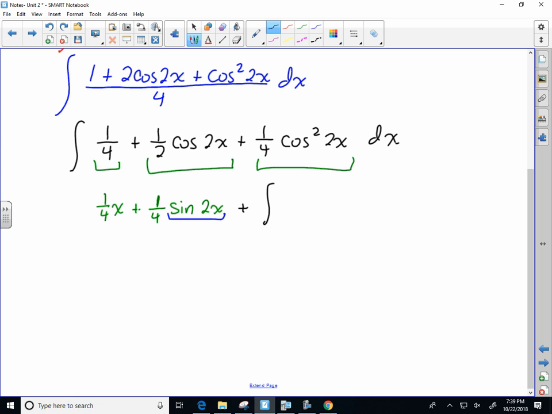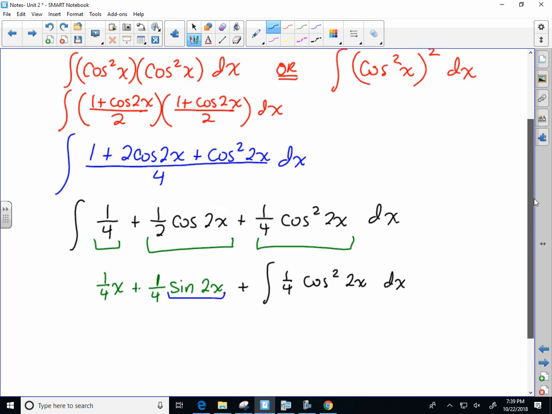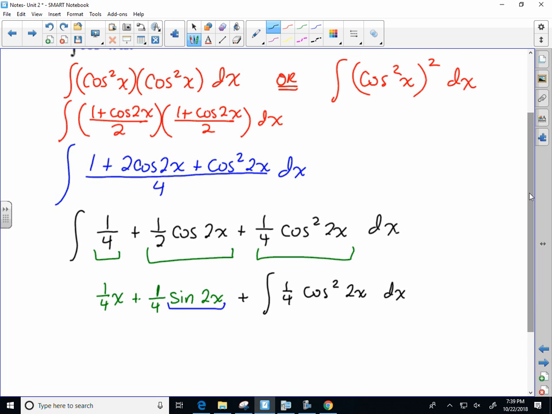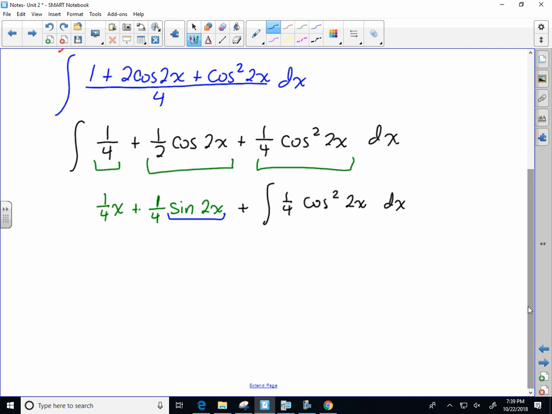But separately, I need to find the antiderivative of this one. So I want to use the power reduction technique that I did earlier. Cosine squared is the same as 1 plus cosine 2x over 2. So I'll put the 1/4 outside. This part would become 1 plus cosine. Normally, if this were an x, this would be 2x. So 2 times whatever this x is. So it's really 2 times 2x.